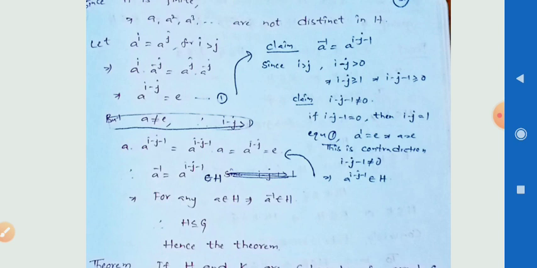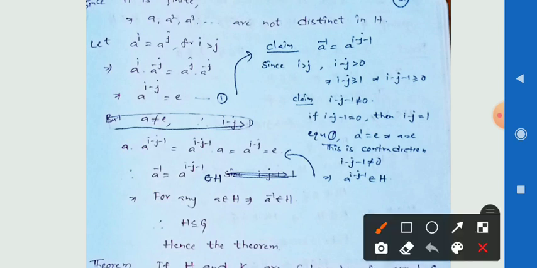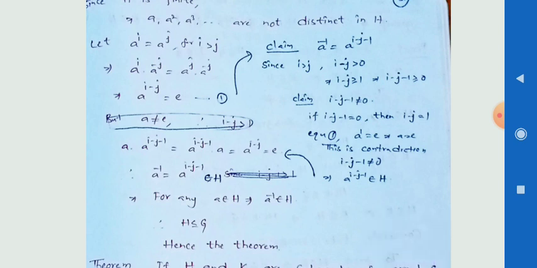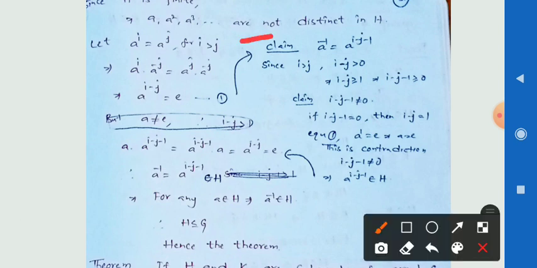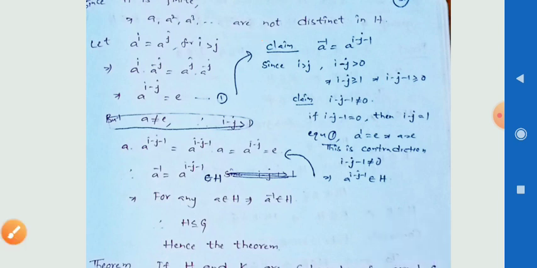Now I am taking a times a^(i-j-1), which is equal to a^(i-j) = e. For this I am taking this one. Claim: a inverse is equal to a^(i-j-1).